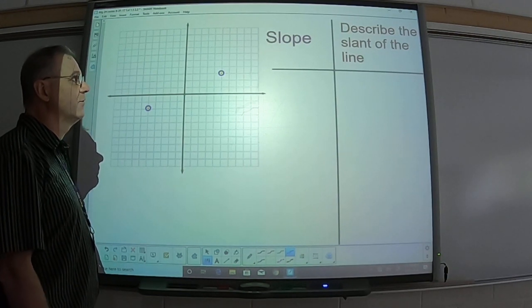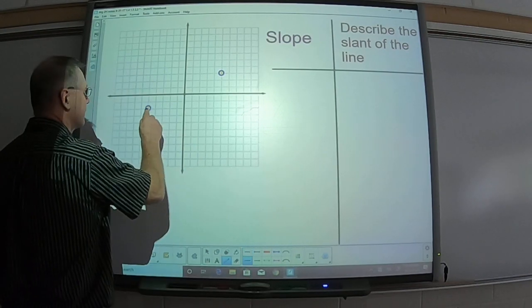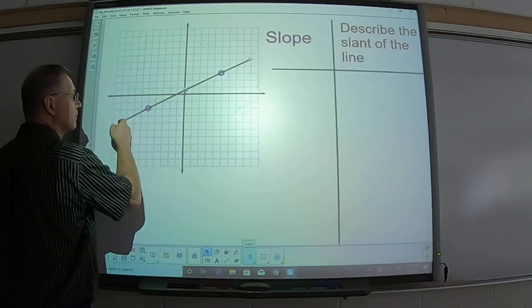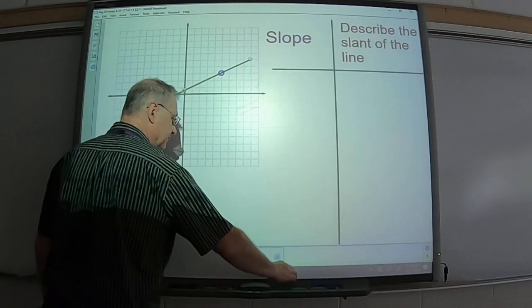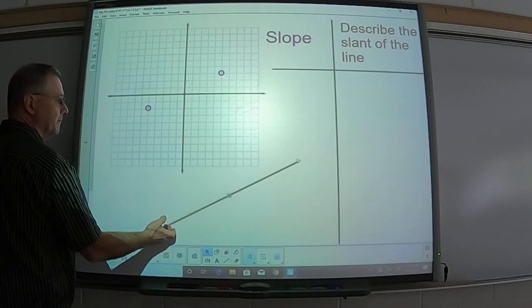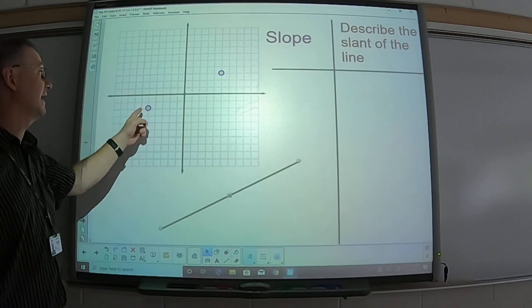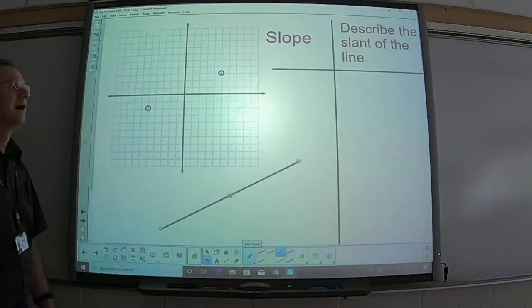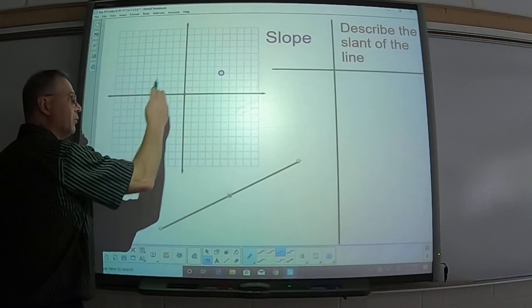Slope. Now, if I drew a line through these 2 points, we can see that that line has a certain slant. But if you're given a graph, now let me just move that out of the way for a minute. If you're given a graph and you're asked to find the slope of the line that goes through these 2 points, you're going to be counting from one point to the other.